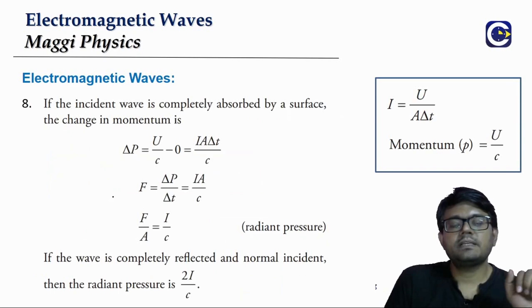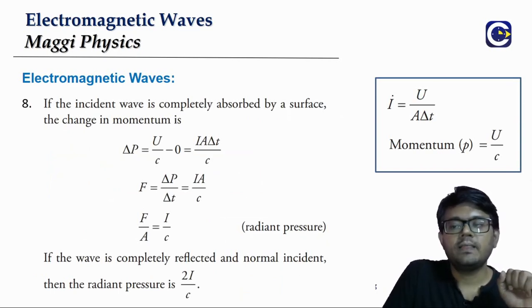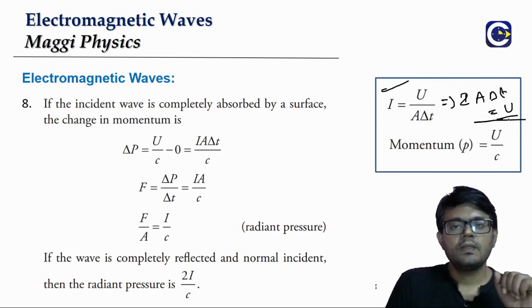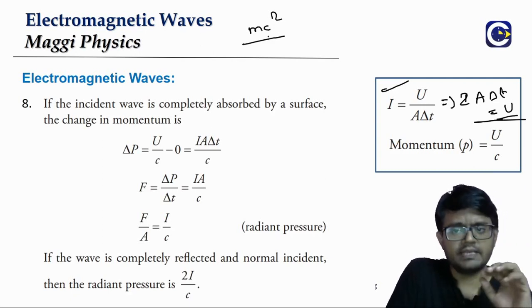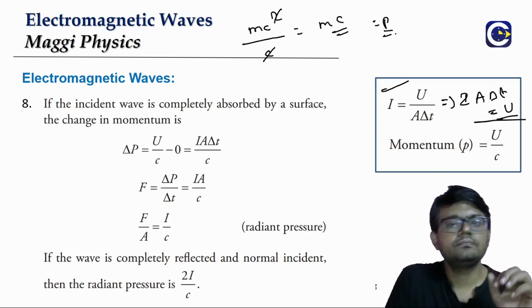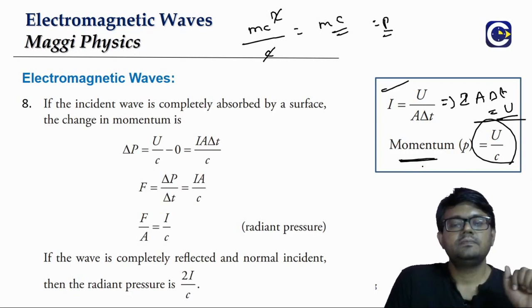Sometimes we can also expect questions on radiation pressure. If you look at intensity, we define it as energy by area into time. So intensity into area into time is equal to the energy that is transmitted. For the momentum of an electromagnetic radiation, suppose we consider it like a photon, energy is mc square, and dividing by c, the momentum of an electromagnetic radiation will be energy by c.